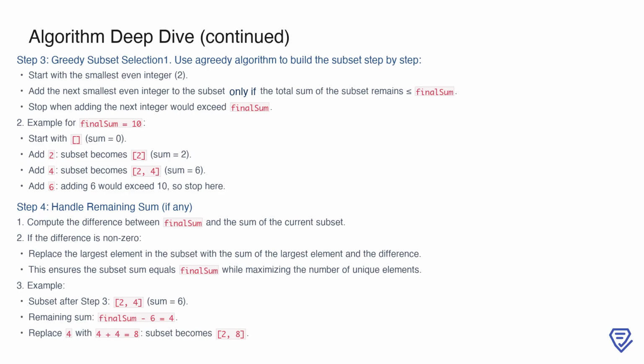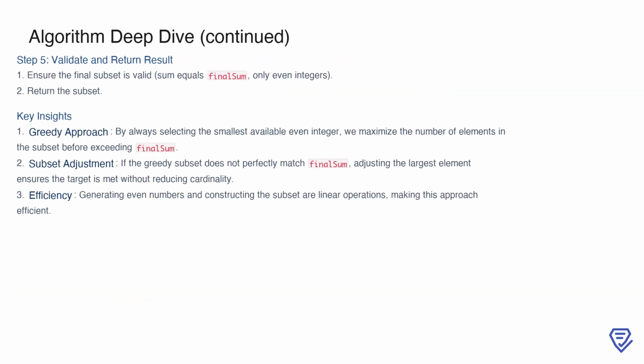Using the same example, the subset 2, 4 has a sum of 6, leaving a remaining sum of 4. Replacing 4 with 8 gives us the final subset 2, 8 that satisfies all conditions. The last step in the algorithm is to validate the final subset and ensure it meets all requirements. We check that the sum of the subset equals final sum, and all elements are positive even integers. Once validated, we return the subset as the result.